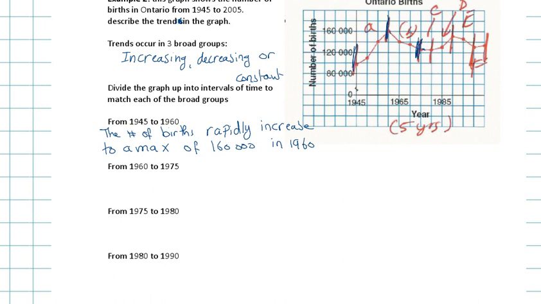And then what do we have after that? Slow decrease. We have a decrease. It's a slower decrease, that's right, but it's still a decrease, right? So the number of births decreased. Actually, at the beginning it's rapid, right? Because you went from 160,000 to 140,000 within 5 years, right?